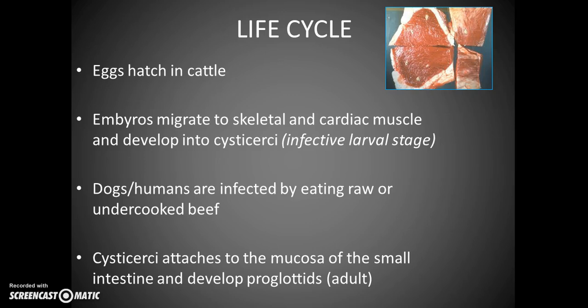But let's backtrack a little bit. Once the cattle have ingested the eggs on pasture or in the feedlot, the eggs will hatch in the cattle. The embryos will migrate to the skeletal and cardiac muscle and develop into their cysticerci cyst forms. This is the infective larval stage. So dogs and humans are infected by eating raw or undercooked beef. This is how it happens. Once a dog or human ingests that undercooked beef, the cysticerci attaches to the mucosa of the small intestine and will start to develop the proglottids, becoming an adult.